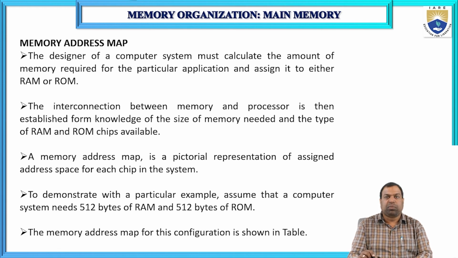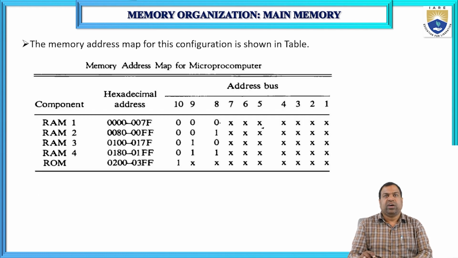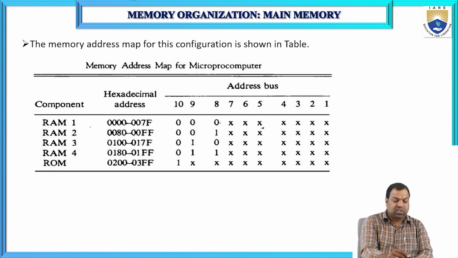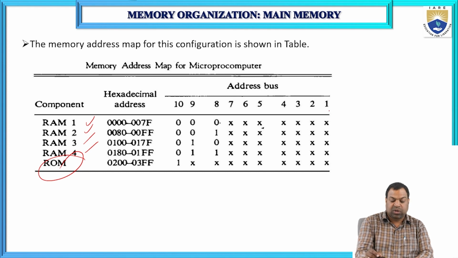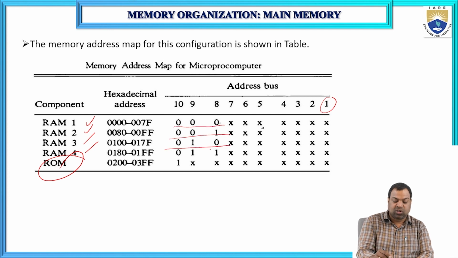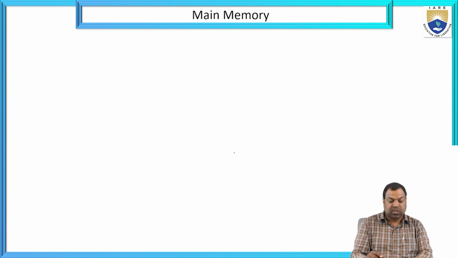To demonstrate with a particular example, suppose a computer system needs 512 bytes of RAM and 512 bytes of ROM, because the combination of RAM and ROM is the main memory. This is the memory address map for the configuration: RAM 1, RAM 2, RAM 3, RAM 4. Only one ROM is there. So if I take the address bits, you can observe 000, 001, 010, 011.